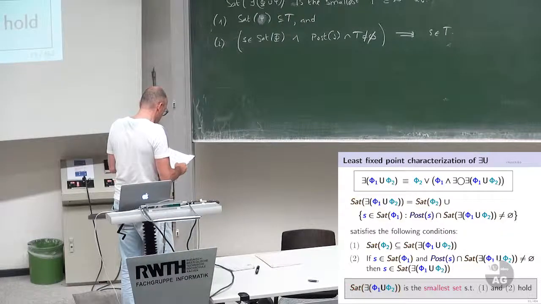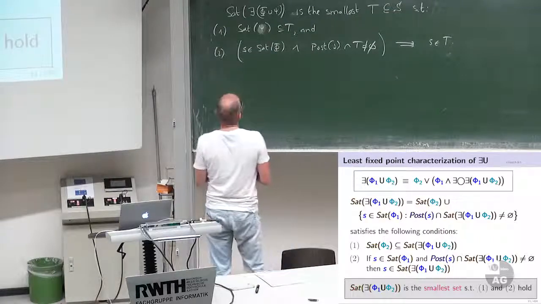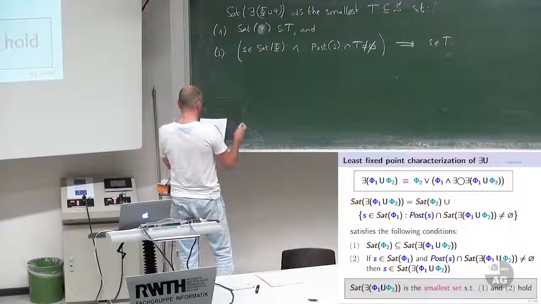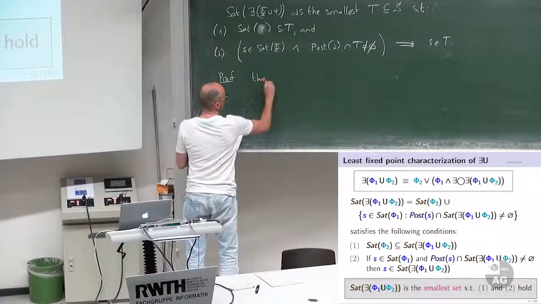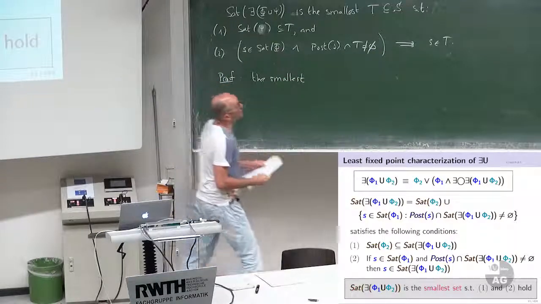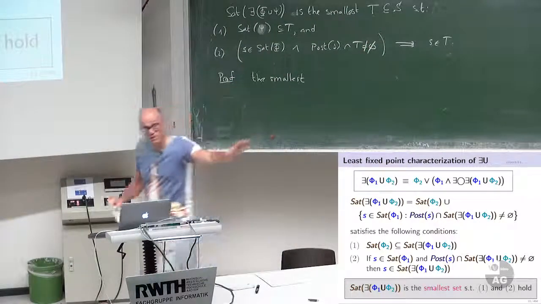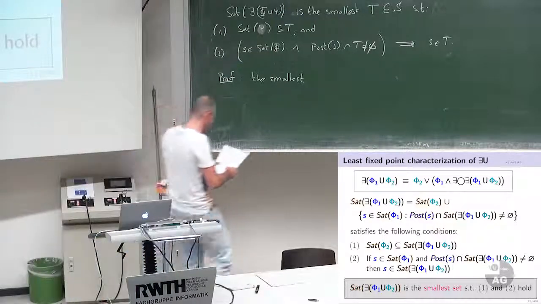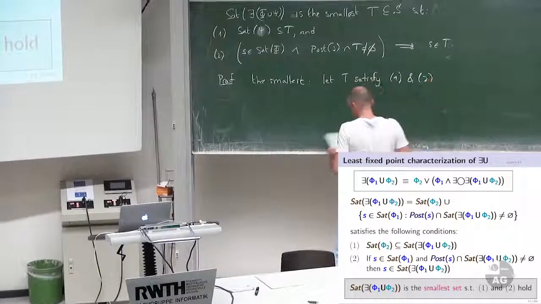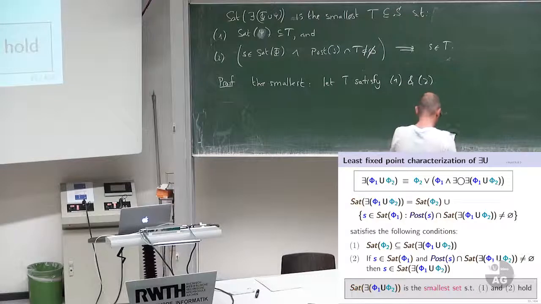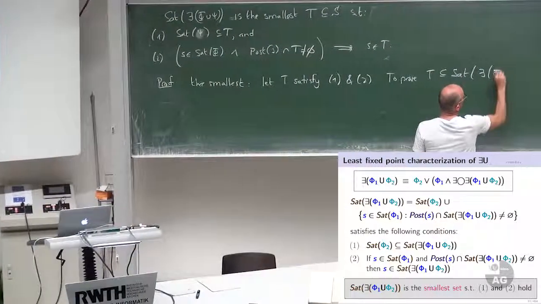Good. It's easy to see that this is in a sense correct. What I'm going to argue is the following. I'm going to prove that this is the smallest. I mean that this set is correct immediately follows from the expansion law, because it satisfies the first constraint and the second constraint. That directly follows from the expansion law. So how about the smallest thing? Let T satisfy 1 and 2. To prove: T is a subset of Sat of existential phi until psi.